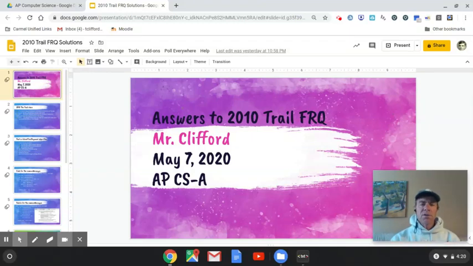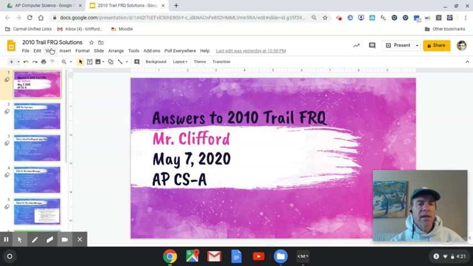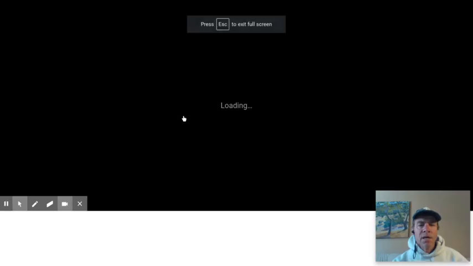All right, so this is the solution to question number 3 on the 2010 FRQ, which deals with arrays. Thought it was a nice little problem, a cute way of looking at arrays and using them. So we'll take a look at that and talk about the solution.